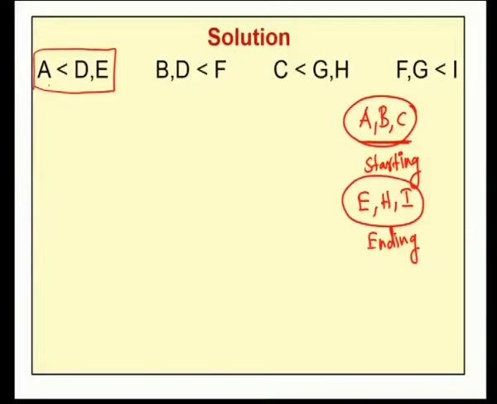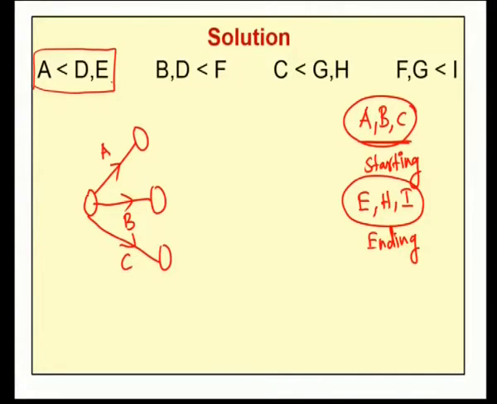We will take the first relation A less than D and E. So, A is the producer of D and E. Here we already noted that A, B, C are starting activities. Therefore, our diagram starts with three simultaneous activities. The first one is A, the second activity is B, the next activity is C. So, A, B, C are starting activities.